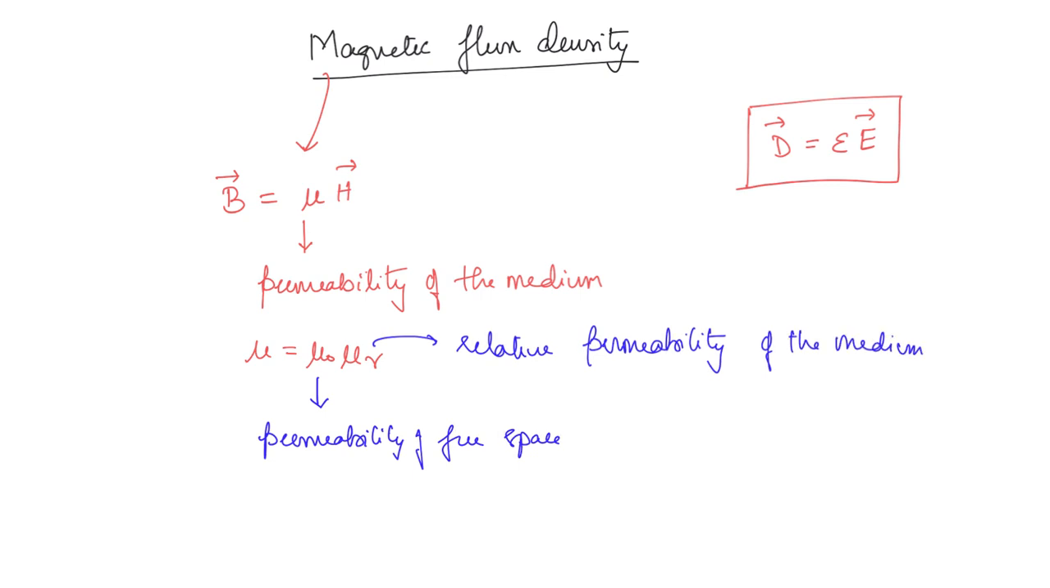So we had permittivity in the electrostatic fields, right? Epsilon is equal to epsilon naught epsilon r. Similarly, you have here permeability, which is represented as mu. Now the value of mu naught is equal to 4 pi into 10 to the power minus 7 Henry per meter.